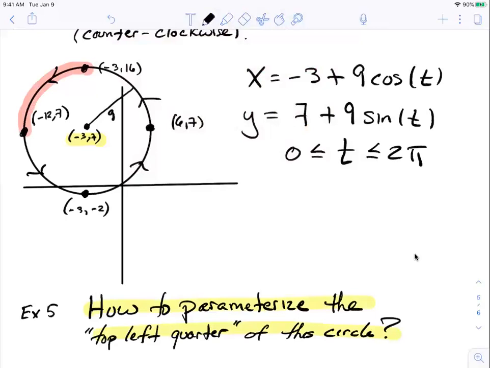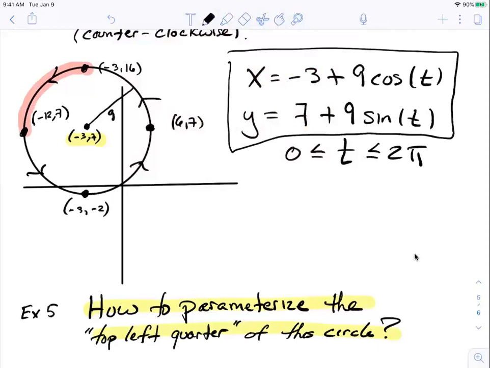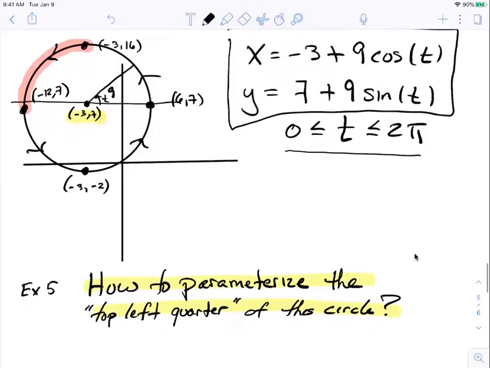Well, the good news is you don't need to change x and y at all. x and y are telling you that you're on the circle. This t value range is what gave us the whole thing. So thinking of t in this picture here, it's still just the angle from a horizontal line. So if you want to get just the top quarter of the circle, all you have to do is restrict t.